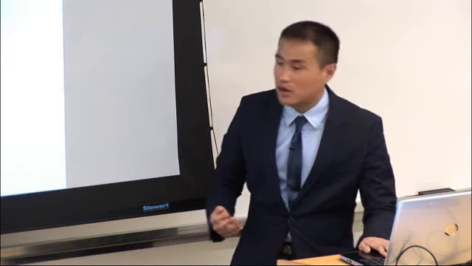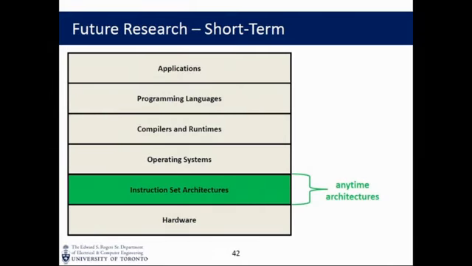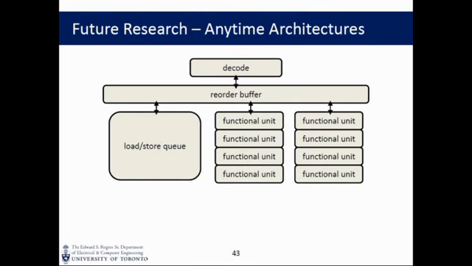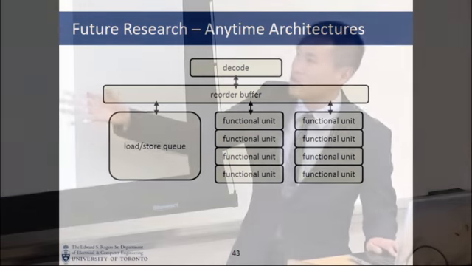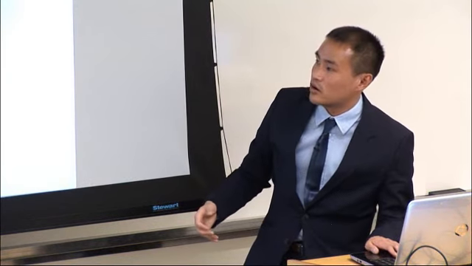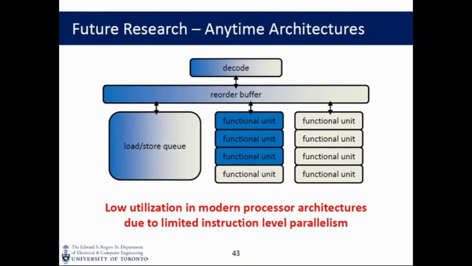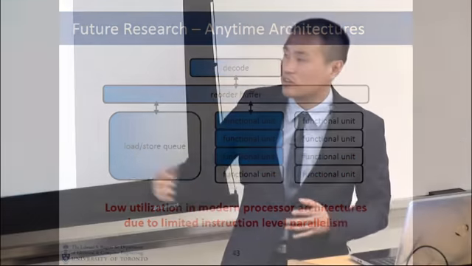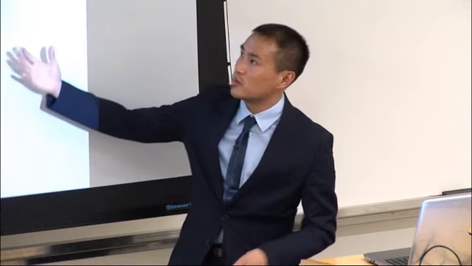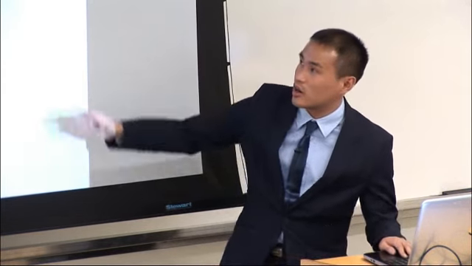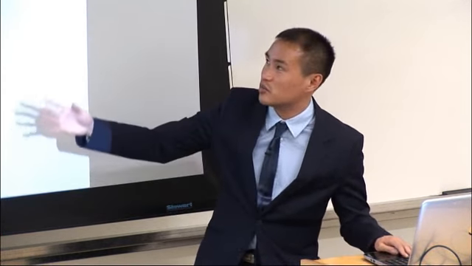For example, at the architecture level, there's still fruitful work in anytime architectures, as I call it. Say we have your typical microarchitecture, your beefed up, out of order, superscalar core. In a lot of cases, we tend to have low utilization in these processors due to limited instruction level parallelism. We have more data-intensive applications, which are more limited by memory. So now we have a lot of idle resources. Our application only uses the blue parts.